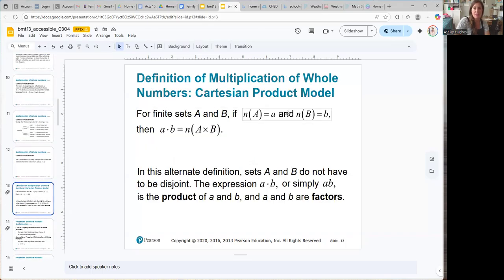For the finite sets A and B, n(A) is the number of elements in A, and n(B) is the number of elements in B, and n(A times B) is the number of elements in A times B.